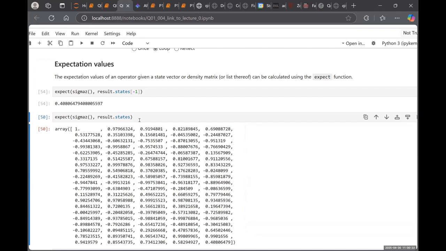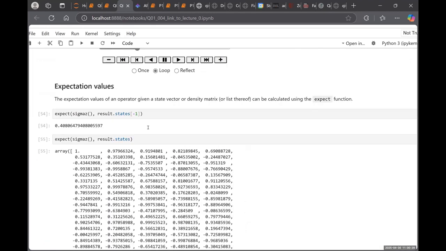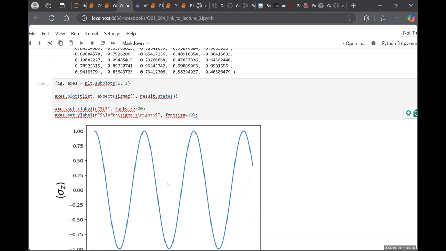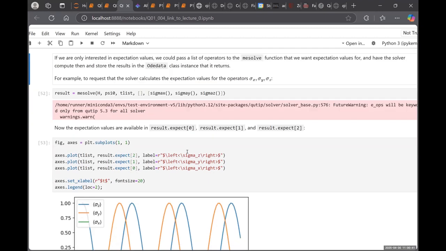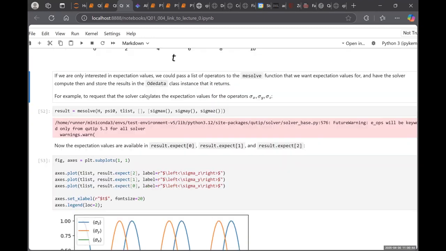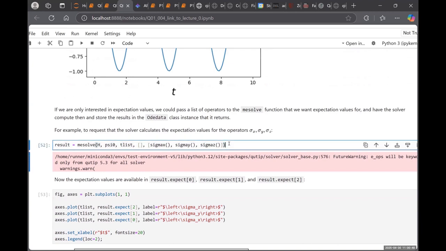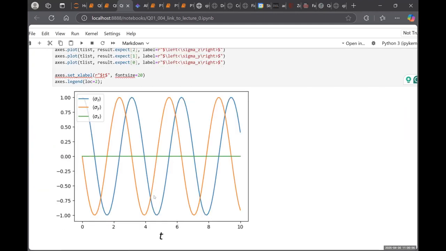I mean, you probably know this, at least the math, you know how to do that, and this is just doing the numerics for you. And you can plot the expectation value of sigma z. I see this up and down; this animation is really showing you that. And you can also evaluate sigma x and sigma y, and you can plot them together.